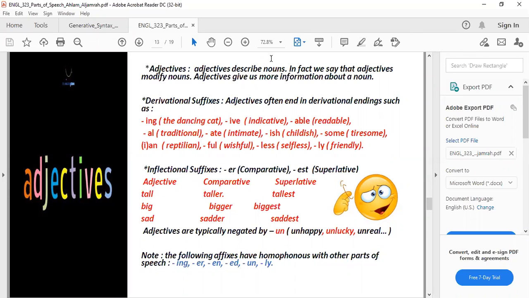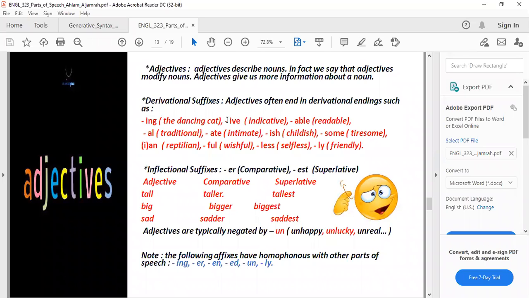Yes, Arif. Adjectives? Adjectives describe nouns. In fact, we say that adjectives modify nouns. Adjectives give us more information about a noun. Okay, derivational suffixes. Adjectives often end in a derivational ending, such as ing, the dancing cat; ive, indicative; able, readable; al, traditional; ate, intimate; ish, childish, and so on.